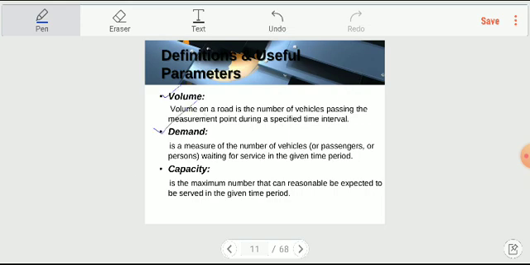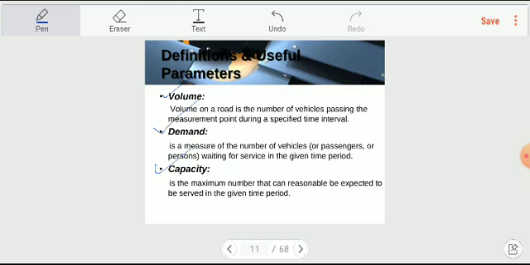Volume, demand, and capacity. Never forget those parameters. They're very, very important, and you need to differentiate between them. What is the volume? Volume on a road is the number of vehicles passing the measurement point during a specific time interval. And the demand is a measure of the number of vehicles or passengers or persons, the same as the volume actually, waiting or desiring or desired for service in a given period of time. So, I desire to go through this highway, so this is a demand. But when I get there, actually, it's a volume.